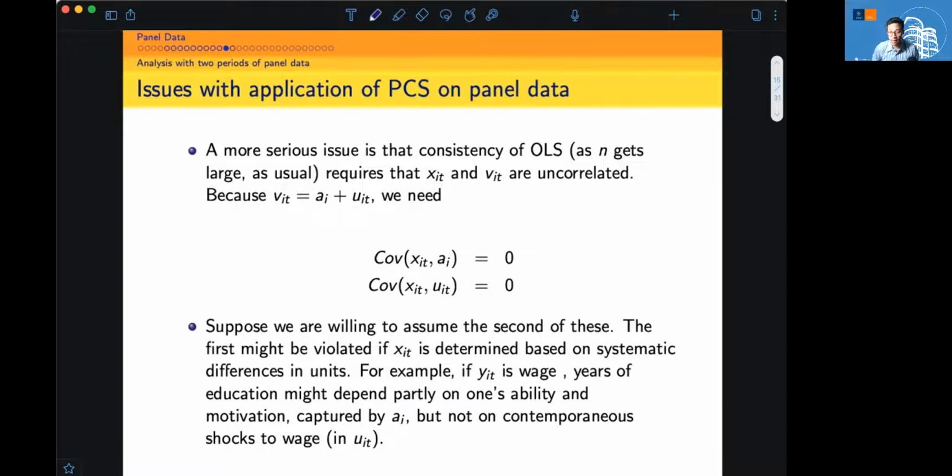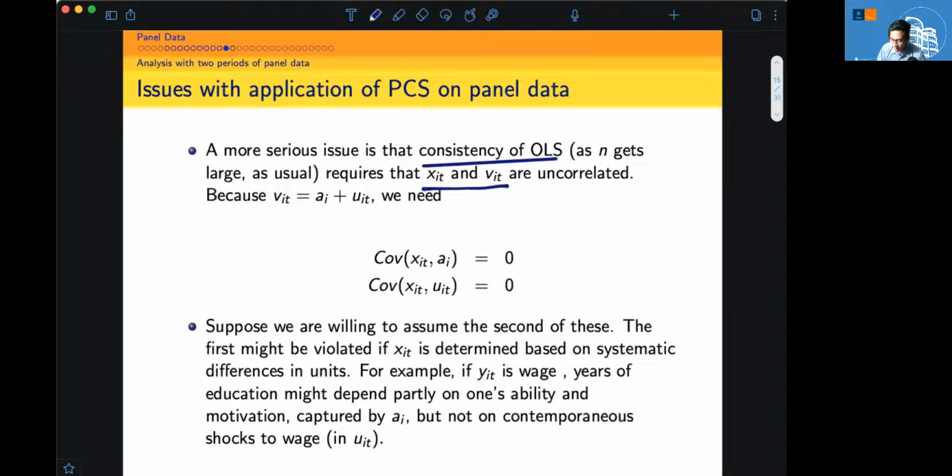And as I said, the first issue is not as serious as the second issue. Okay. So we're going to talk about the second issue. Again, just to recall, the first issue is correlation of the composite error term across periods for a particular unit. Again, it happens for every unit in the panel data set. A more serious issue is that the consistency or the unbiasedness of the OLS.